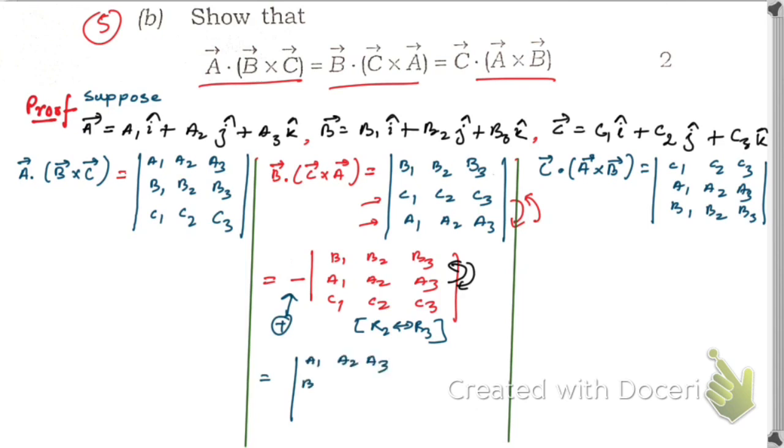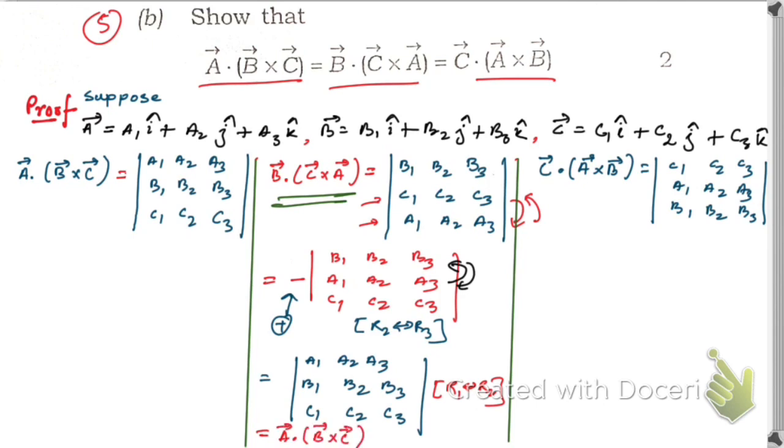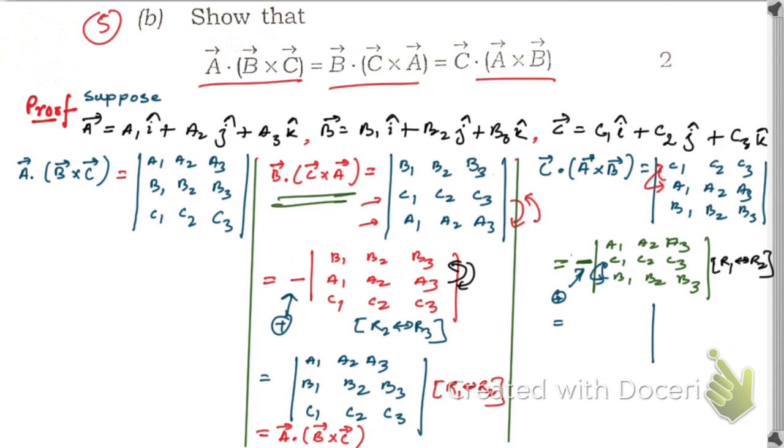So interchanging the first and second row, you will get this, right? This is nothing but b dot c cross a, which now becomes equal to a dot b cross c. Similarly, in the next part here you see, we can interchange first and second row, and doing so we will get this determinant and a minus here, right? Minus here. So again we are going to interchange these two rows, second and third row. Then this minus will be positive again.